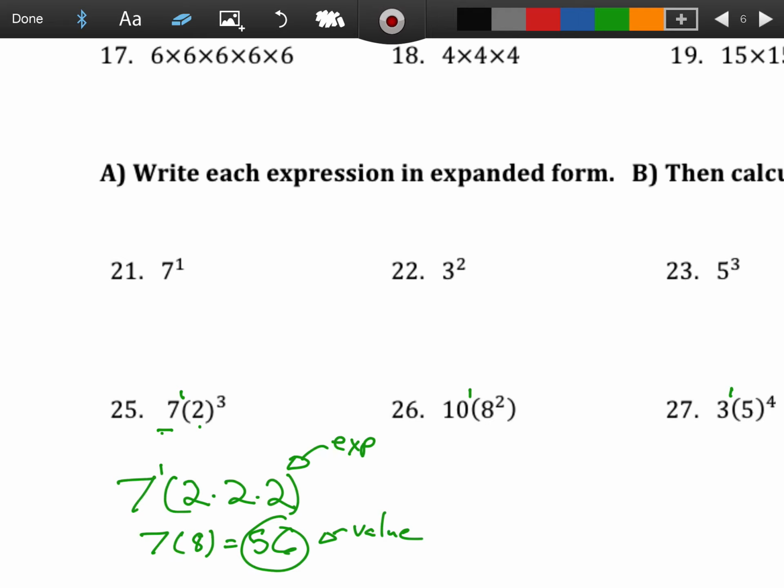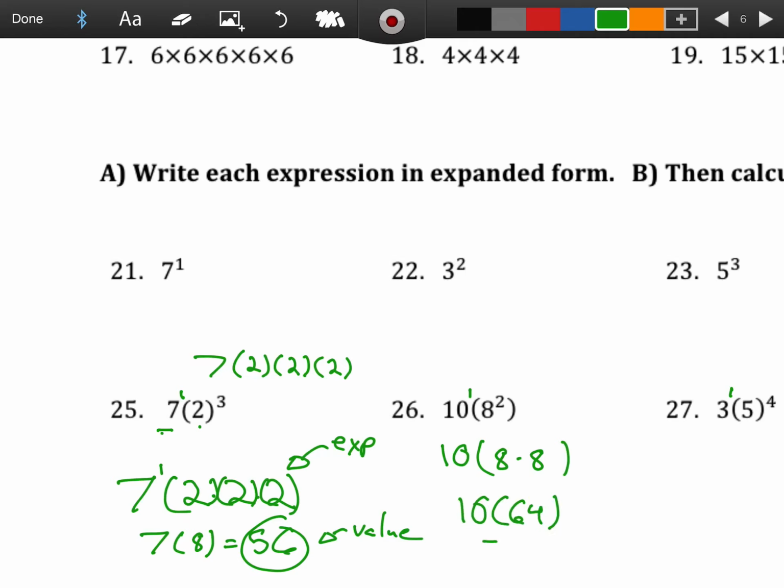Well, yeah, let's try 26. Why not? So I have 10 on its own, and it's multiplying in parentheses here with 8 being squared. So 8 times 8. Actually, maybe over here I should have used parentheses, so that's my bad. So really, this expanded should look like this. But we soon see that with multiplication, it's the same kind of thing. So 10 times parentheses, 8 times 8. So 10 times 64, getting us 640. Boom.